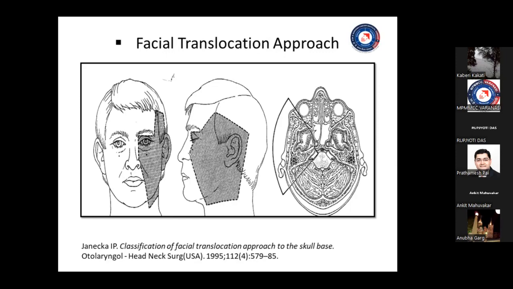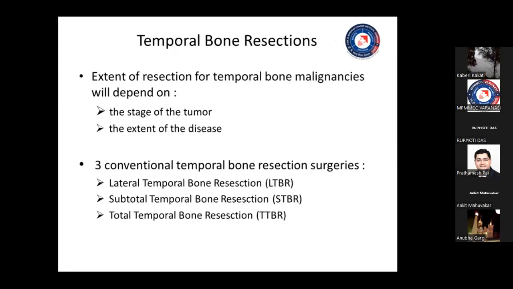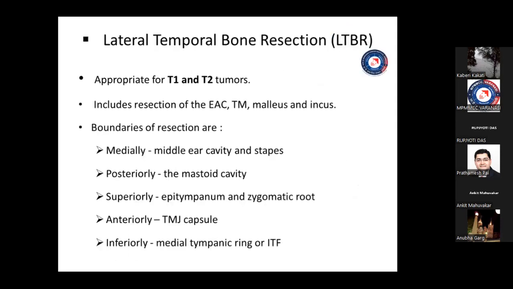and the posterior fossa. So coming to the surgery for the temporal bone malignancies, the extent of resection will depend on the stage of the tumor and the extent of the disease. Usually 3 conventional resection surgeries are followed: the lateral temporal bone, the subtotal temporal bone, and the total temporal bone resection. The lateral temporal bone resection, that is the LTBR, is usually used for T1 and T2 tumors and includes resection of the ear canal, the tympanic membrane, malleus, and incus.